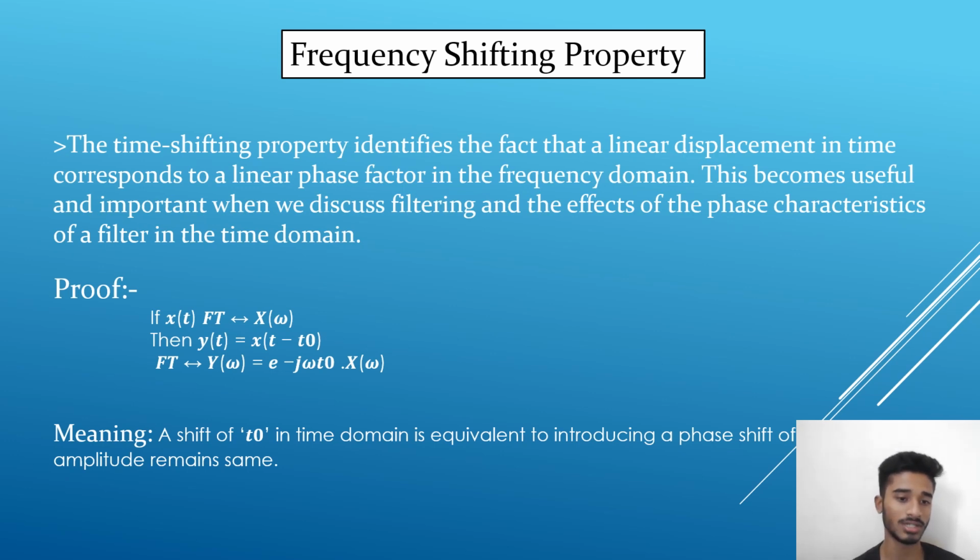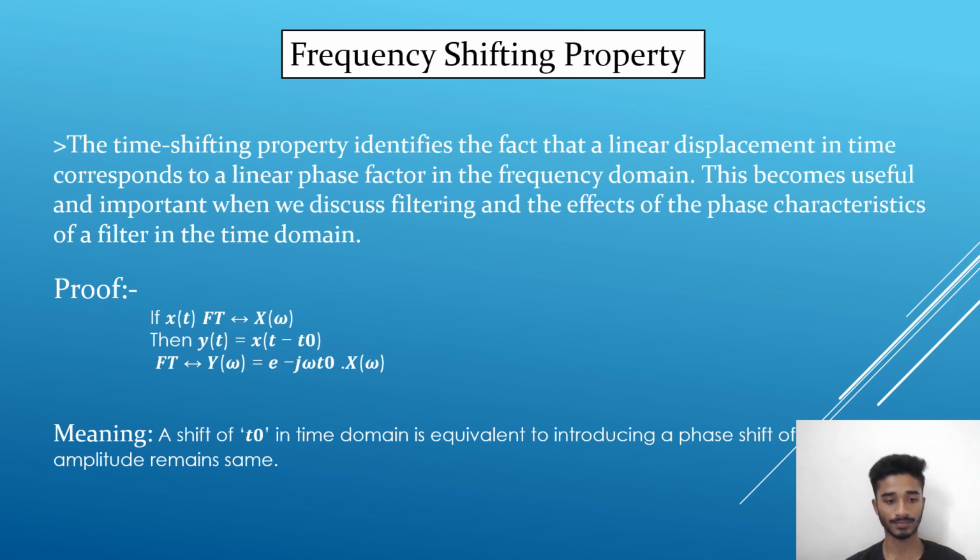The Fourier transform of this equation is Y of omega equal to e power minus j omega t naught into X of omega, which means a shift of t naught in the time domain is equivalent to introducing a factor of e power minus j omega t naught in the frequency domain. The amplitude remains the same. There is no change in the amplitude, guys, even here. Actually, the frequency shift property and the time shift property are a bit like vice versa, LHS and RHS, a vice versa thing.